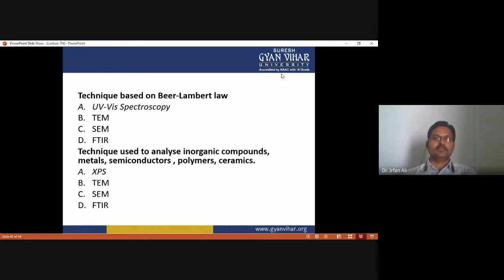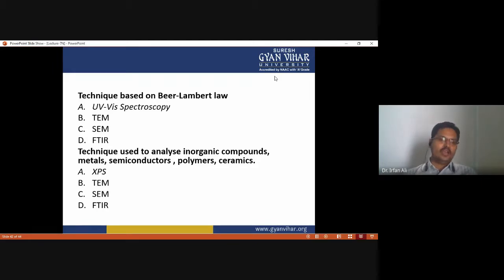Next, the technique based on the Beer-Lambert law. As we discussed in the lecture, the Beer-Lambert law states that the absorbance of the sample is directly proportional to the concentration of the analyte. The spectroscopy technique works on the basis of the Beer-Lambert law.